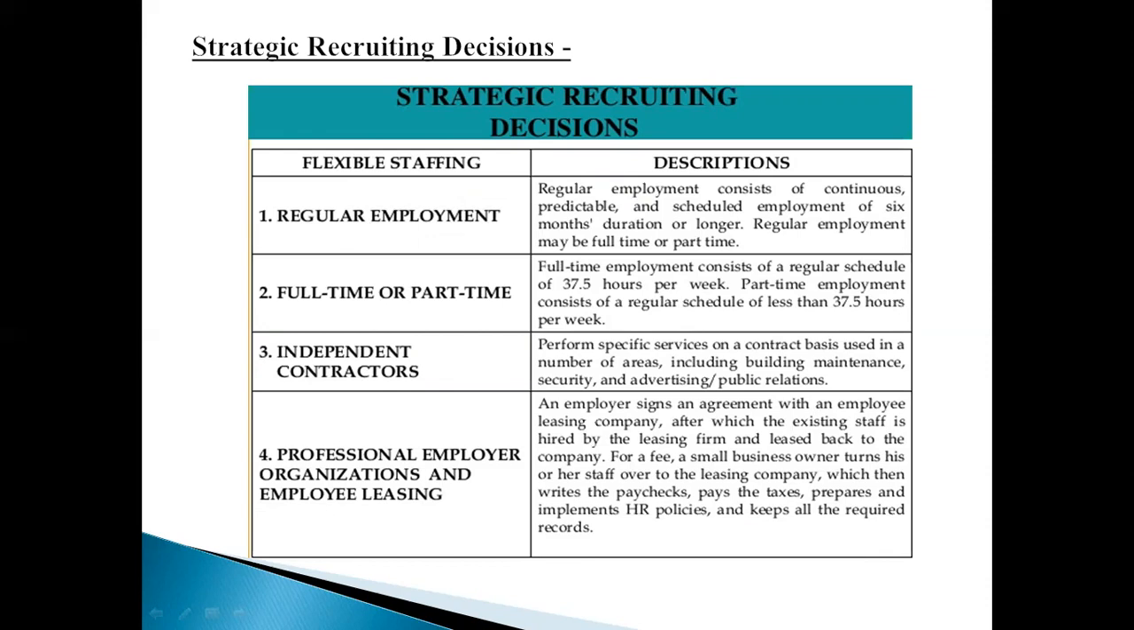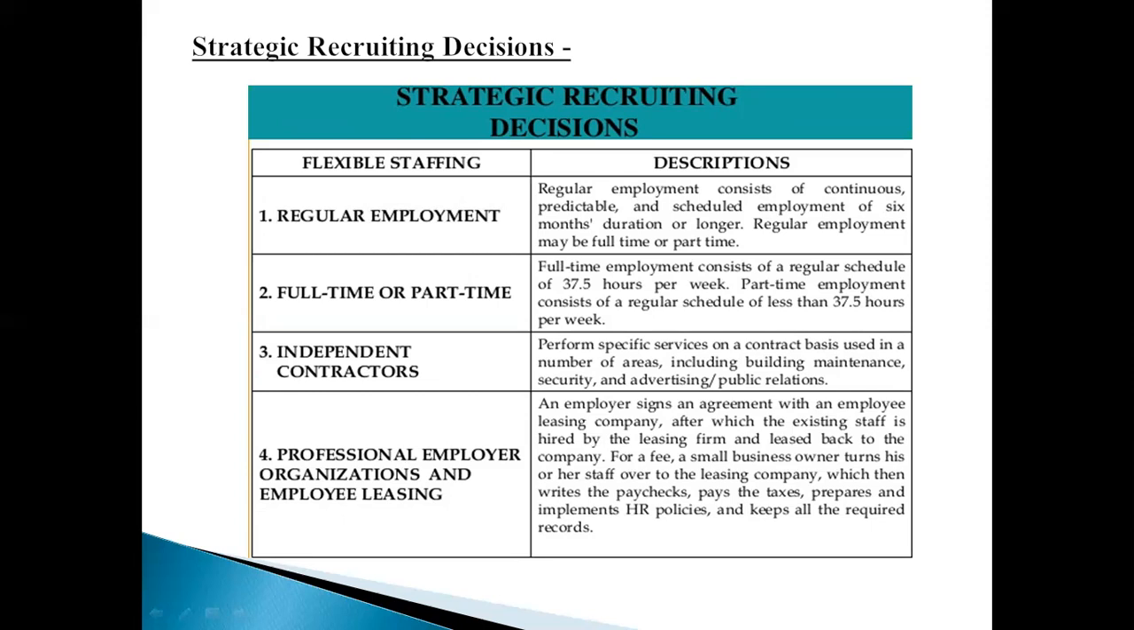Now, flexible staffing: regular employment. Regular employment consists of continuous, predictable, and scheduled employment of 6 months duration or longer. Regular employment may be full time or part time. Full time employment consists of a regular schedule of 37.5 hours per week. And part time employment consists of a regular schedule of less than 37.5 hours per week.